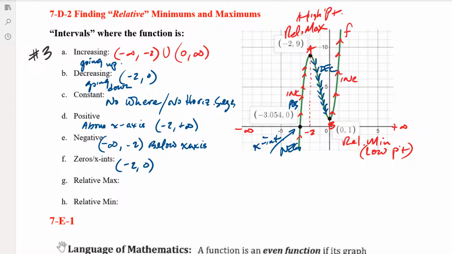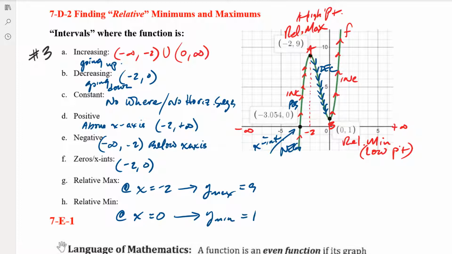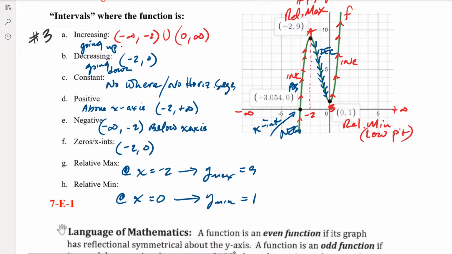And the relative max occurs at x equals negative 2, and its y value is 9. The relative min occurs at x equals 0, and the y minimum is equal to 1. The y value at that point, at the vertex, at the low point, called the relative minimum or local minimum, is 1. So you look at the y values for the minimum and maximum, and where it occurs is at the x values. Make sure you understand that. That's 7D2.